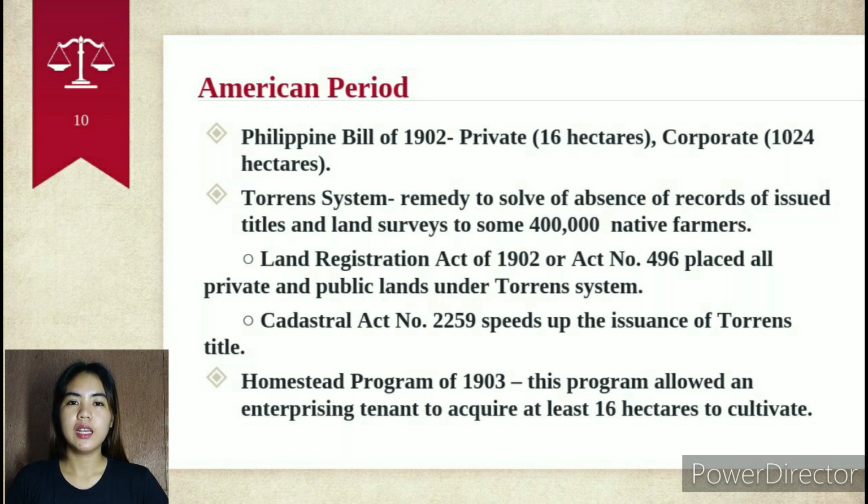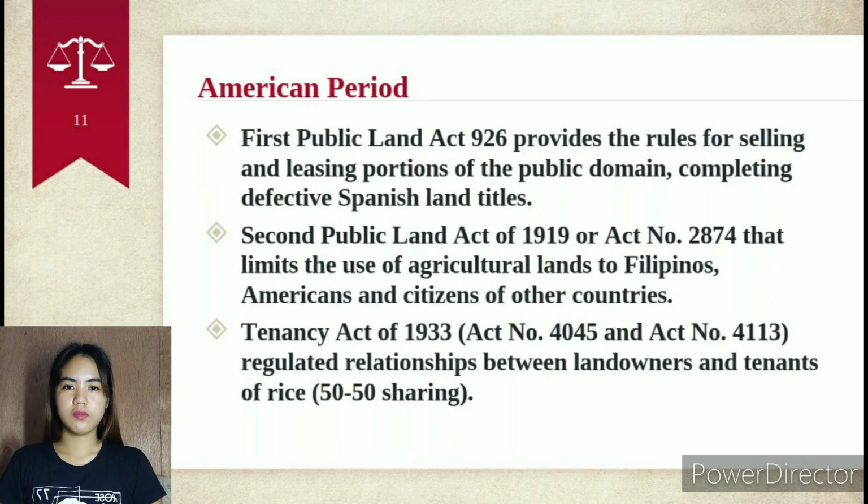Americans even enacted the Homestead Program of 1903, or the program that allowed an enterprising tenant to acquire at least 16 hectares to cultivate. We also have the first Public Land Act 926 that provides the rules for selling and leasing portions of the public domain, completing defective Spanish land titles. Second is the Public Land Act of 1919, or Act number 2874, that limits the use of agricultural lands to Filipinos, Americans, and citizens of other countries.